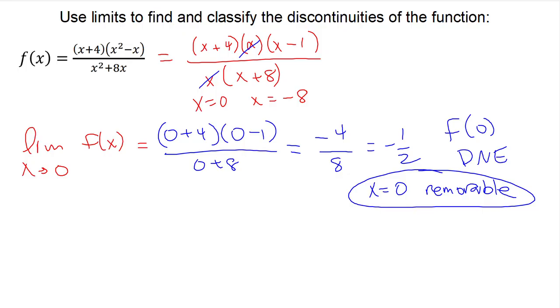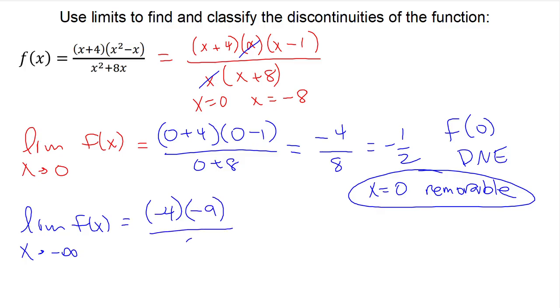Then we'll do our limit as x approaches -8 of f of x. And to simplify things, we can still cancel the x's even though we don't need to. We end up with -8 plus 4, which is -4, and we end up with -8 minus 1, which is -9 over 0. Well, any non-zero constant over 0, when we're talking in a limit, is just going towards positive or negative infinity, which tells us that x equals -8 is an infinite discontinuity.